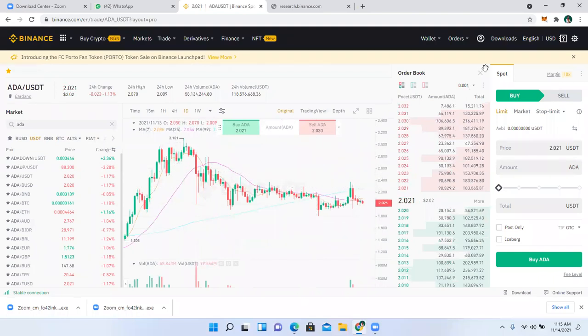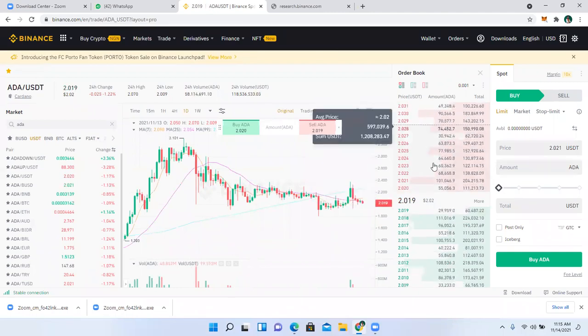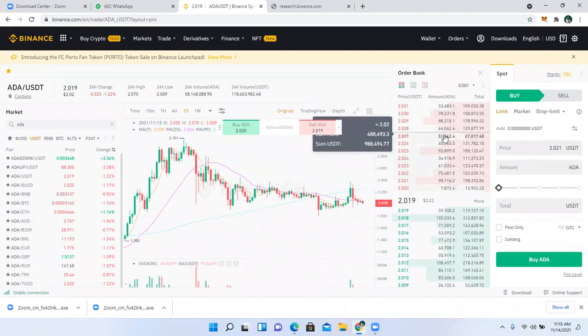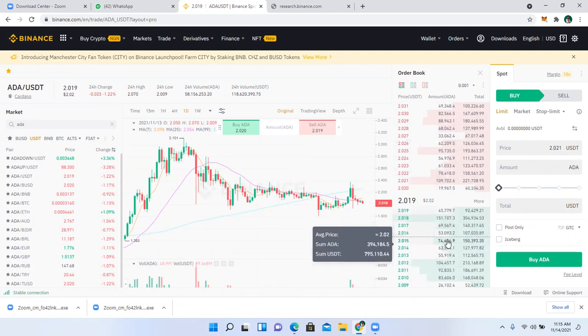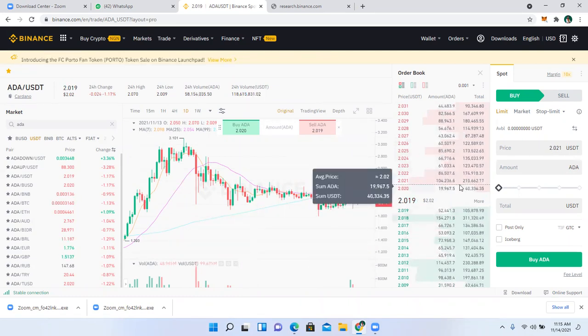Now this means the order book, right? What it simply means is people are buying and selling in real time. This red are people that want to sell ADA at this point in time. And this green are people that want to buy ADA in real time. You can see that it's changing. They're all changing in real time.